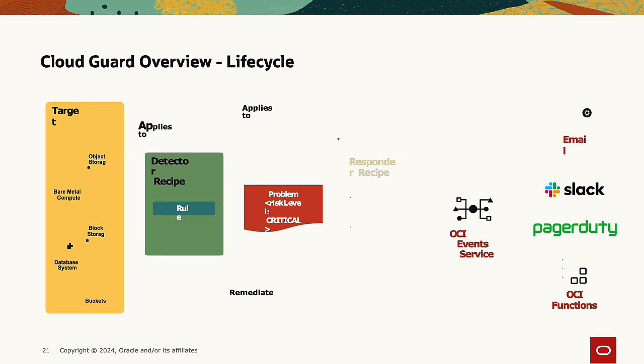So let's see how this fits into our life cycle. Once a target is defined, you will need to deploy at least one detector and one responder to that target. Once the configuration is made, CloudGuard will scan the target and use the rules associated with the detector to search for problems. When a problem is found, the responder kicks in and sends a cloud event, and if possible, remediates the problem.